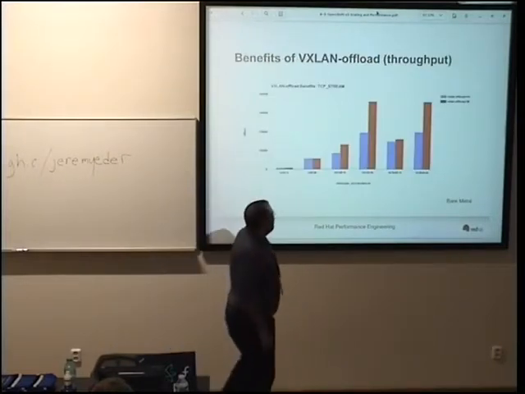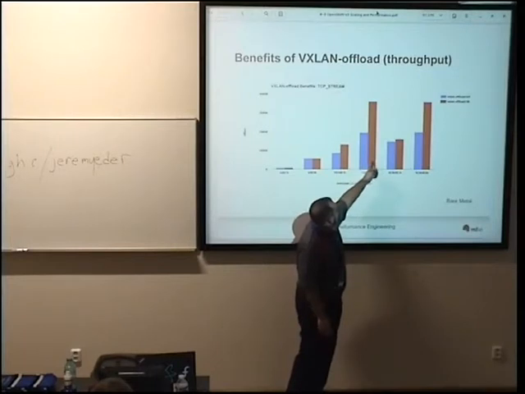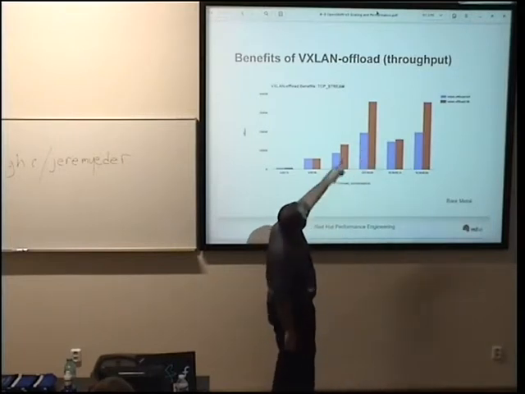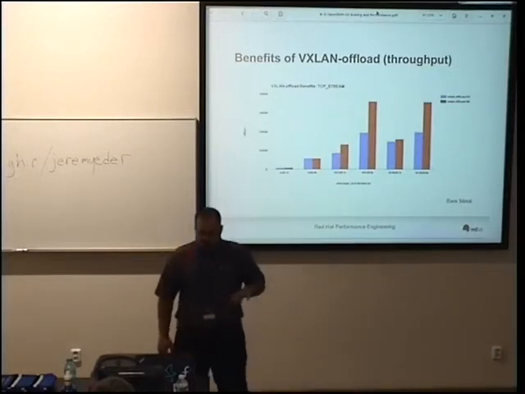Performance difference is pretty dramatic, though. 20 gigs a second, and then if you enable the offload, you get line rate, which is 36 gigs a second. It's a 40 gig NIC. Just with the hardware offloads.